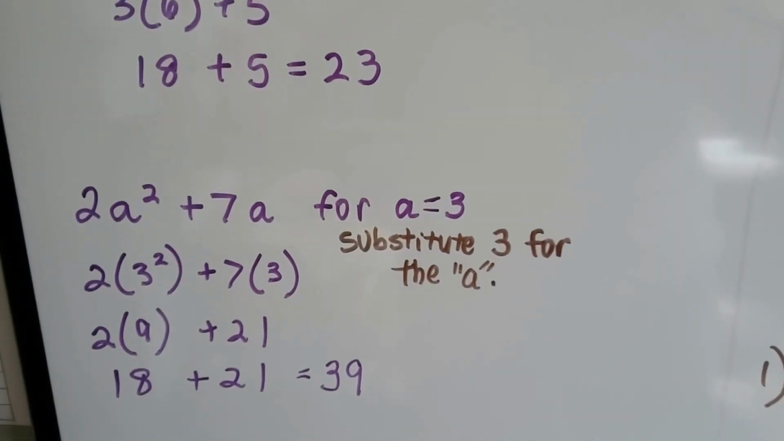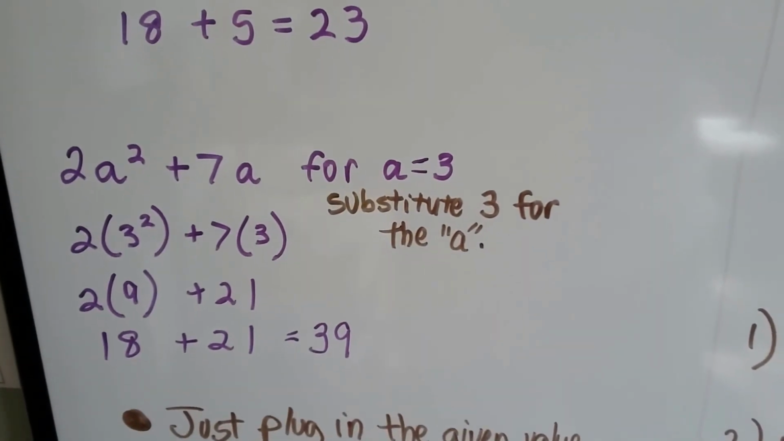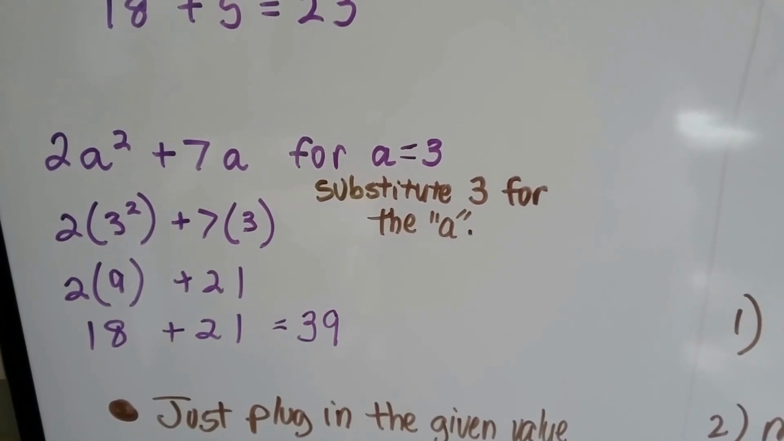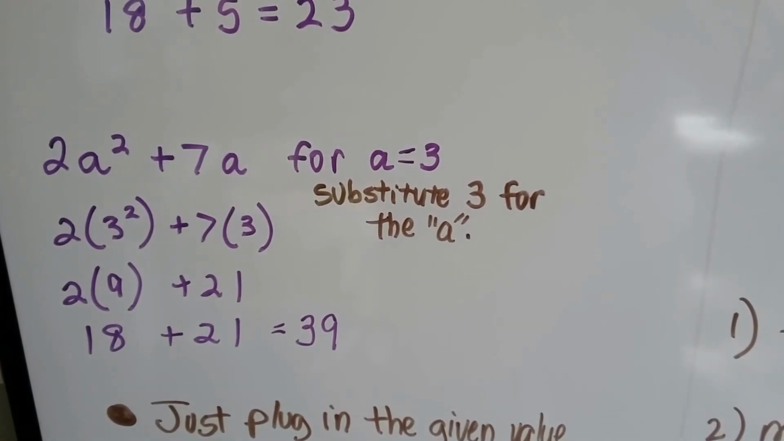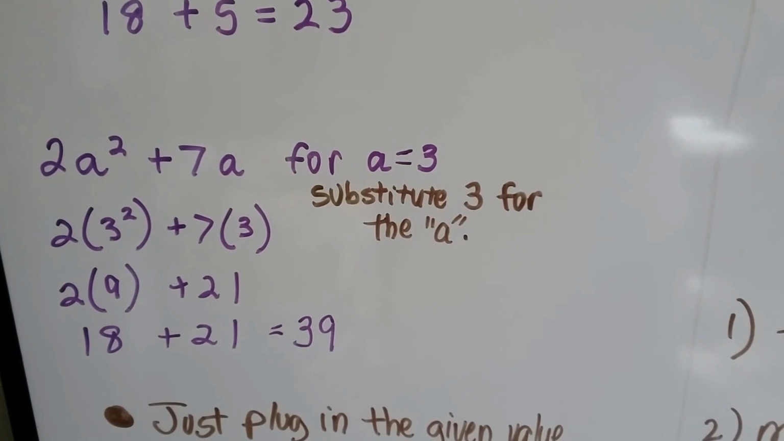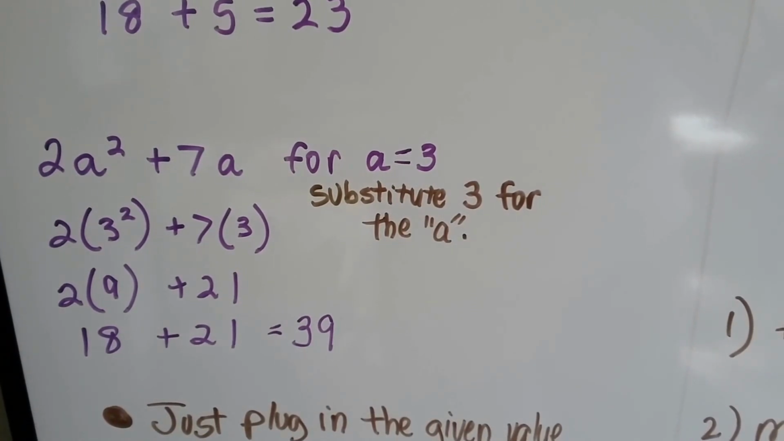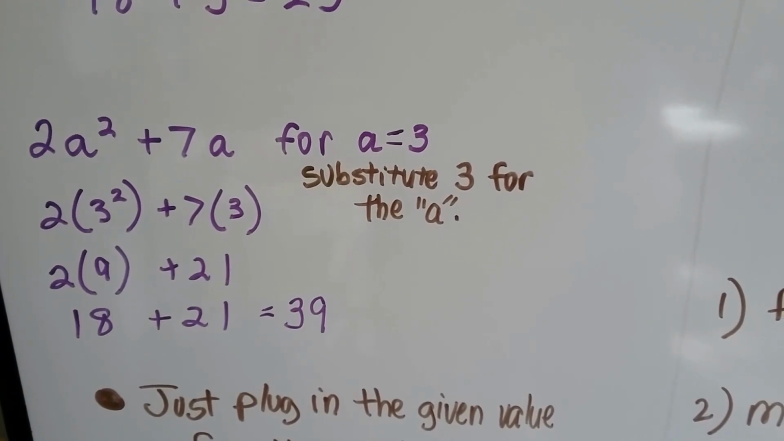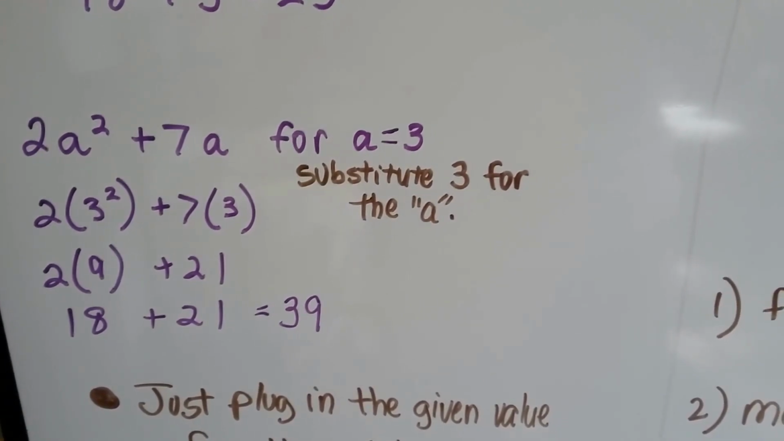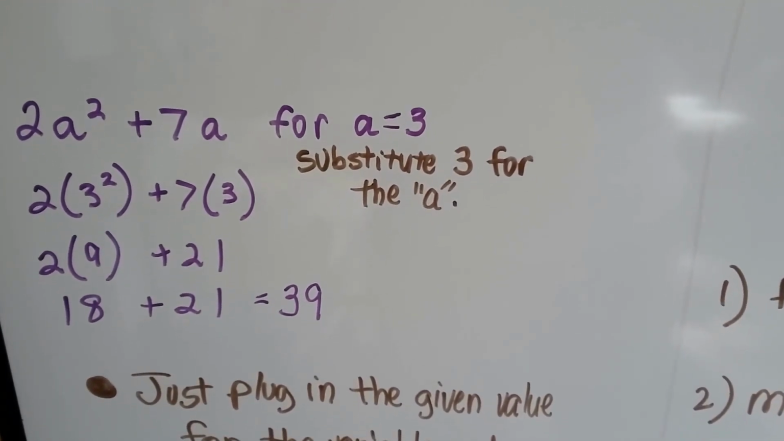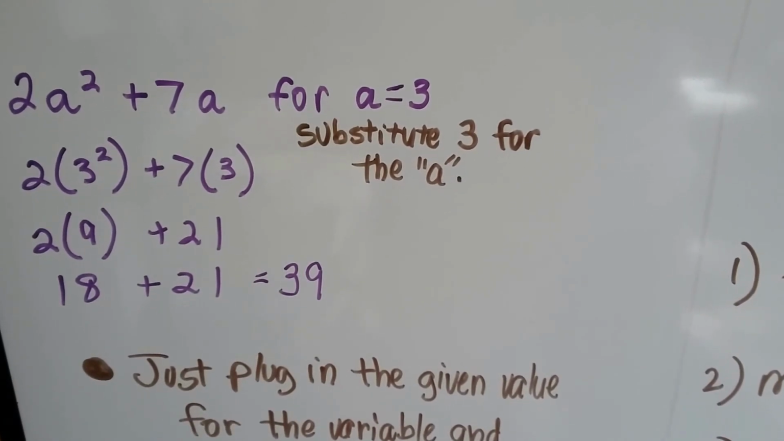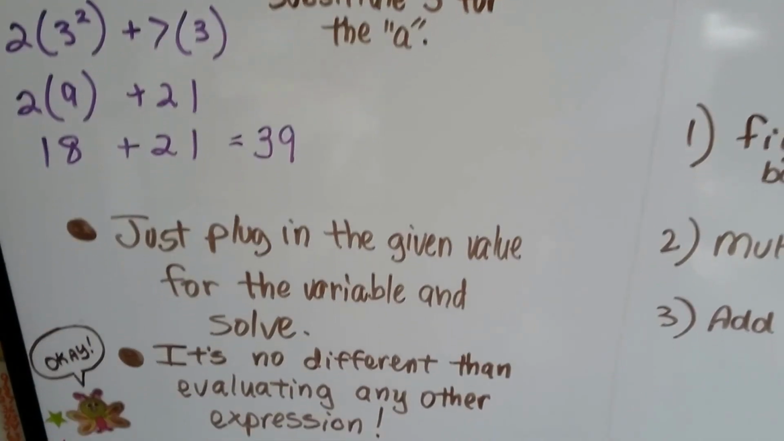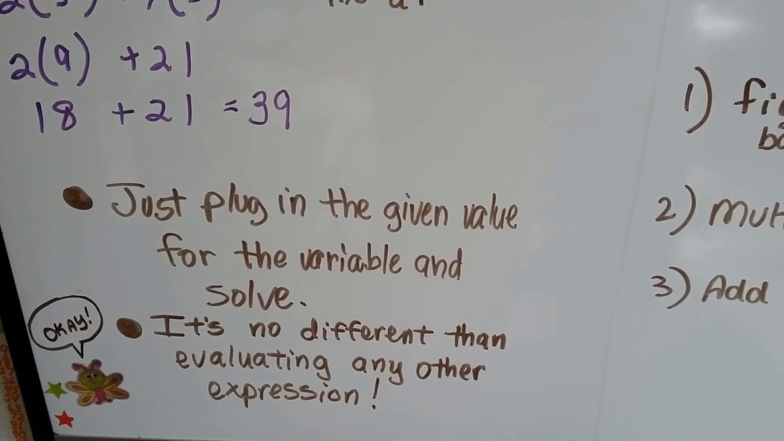And even if the a is in more than one term, we just substitute it wherever we see an a. So we would end up with 2 times 3 to the second power, and the exponent goes to the 3, plus 7 times 3. Well, that would be 3 times 3 is 9, so we'd have 2 times 9, that's 18, plus a 21. 7 times 3 is 21. 18 plus 21 is 39. We just plug in the given value for the variable and solve it. It's no different than evaluating any other expression.